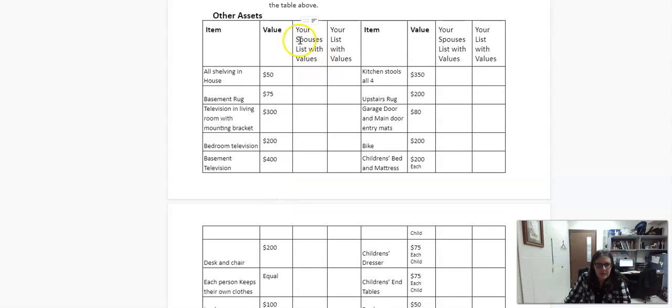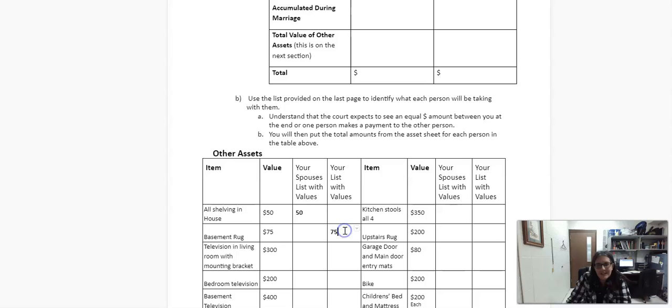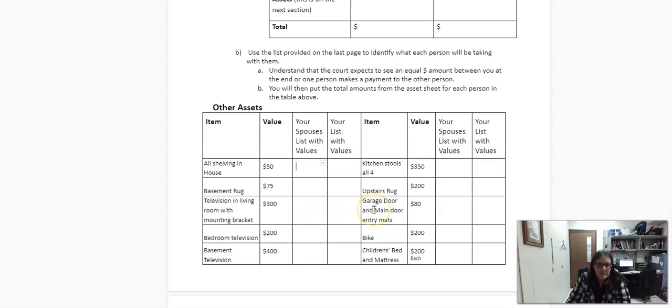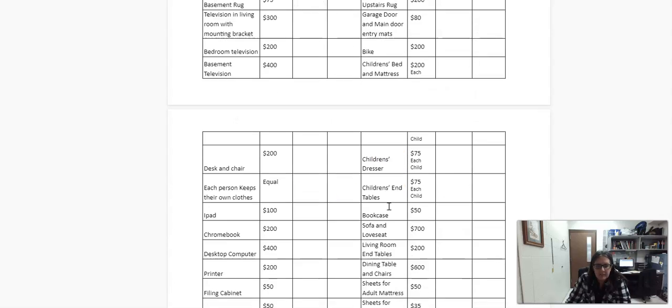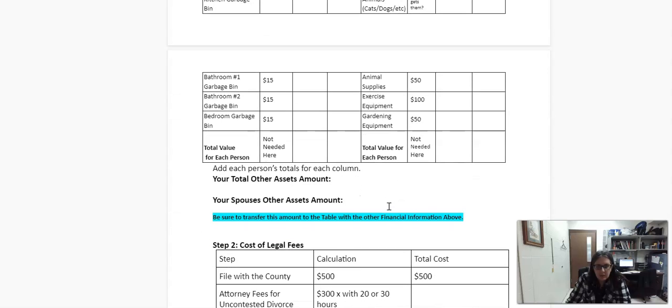And so that's where if you were like, okay, my spouse can have the shelving, I'm going to put 50 in there. I want that basement rug, I'm going to put 75 in here. You're just going to decide what you want versus what your spouse wants, but being fair. You can't take everything, and don't take everything that's good, otherwise the spouse would never agree to it, right? So try to be as fair as possible, so it's fairly equitable.